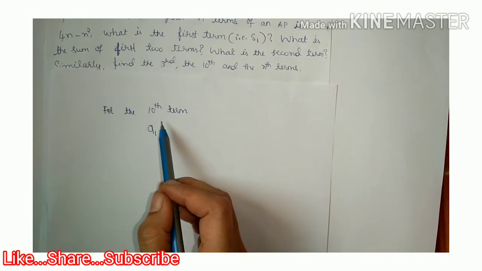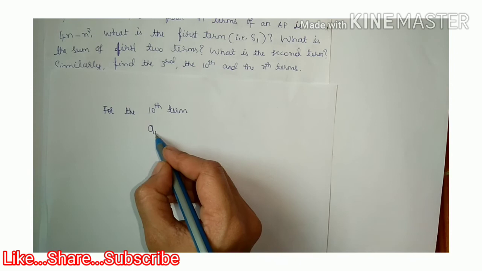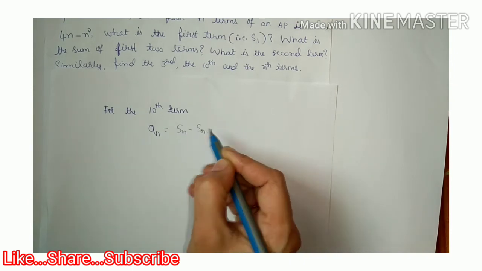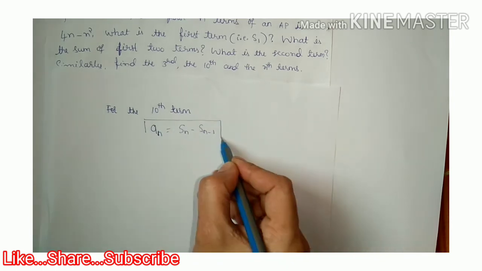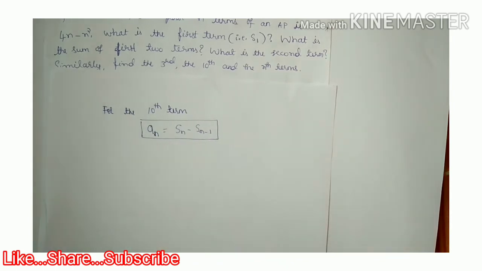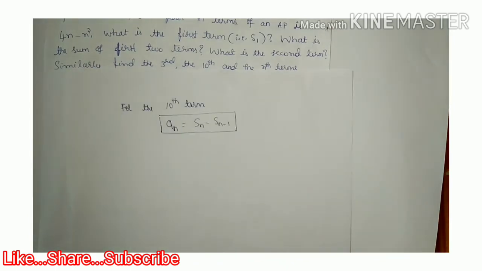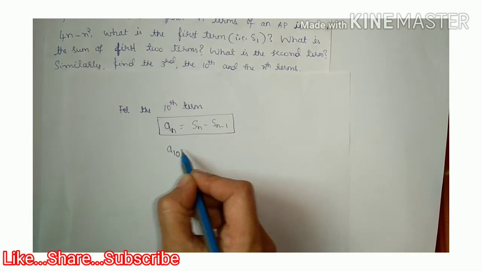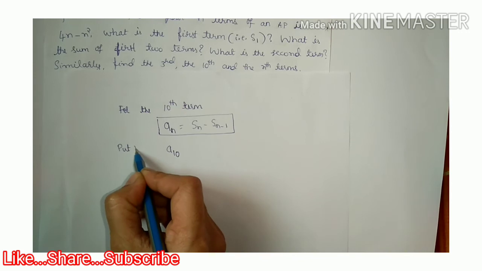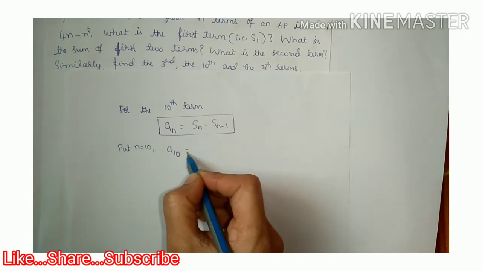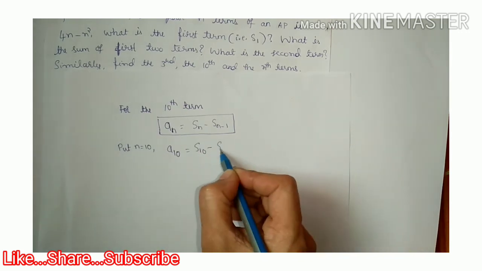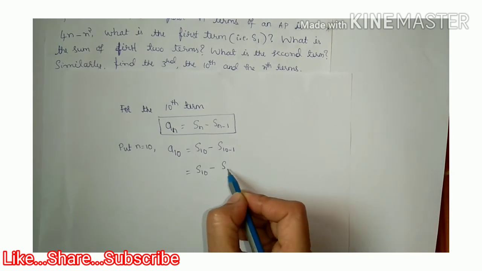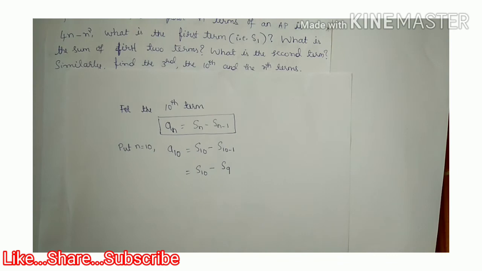Let us find the 10th term. We know the relation an is equal to Sn minus Sn minus 1. Using this relation we can find the 10th term, the nth term. Put n is equal to 10. A10 is equal to S10 minus S9.